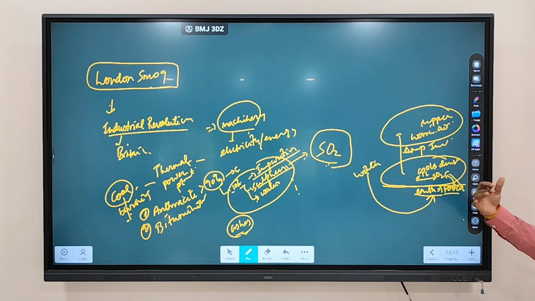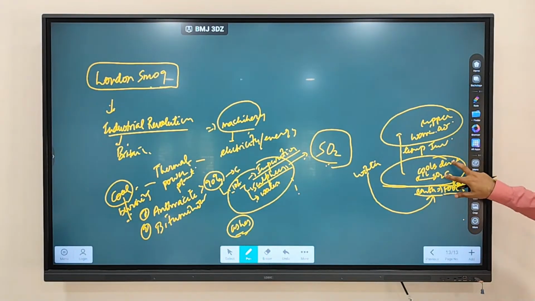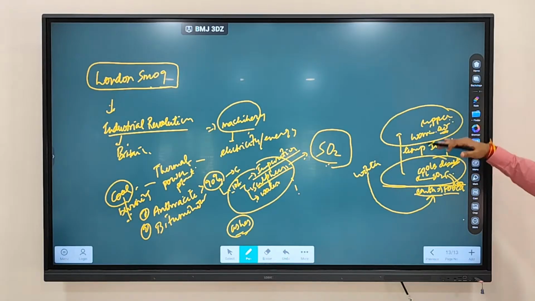Now, whatever burning material is there, that is going into the atmosphere, into the air. So sulfur dioxide is going into the air, because you are burning at the ground. Clear? But this air will not rise up. Why? Because it is dense. Cooler air is going to be denser than warmer air. So this air will not rise up.